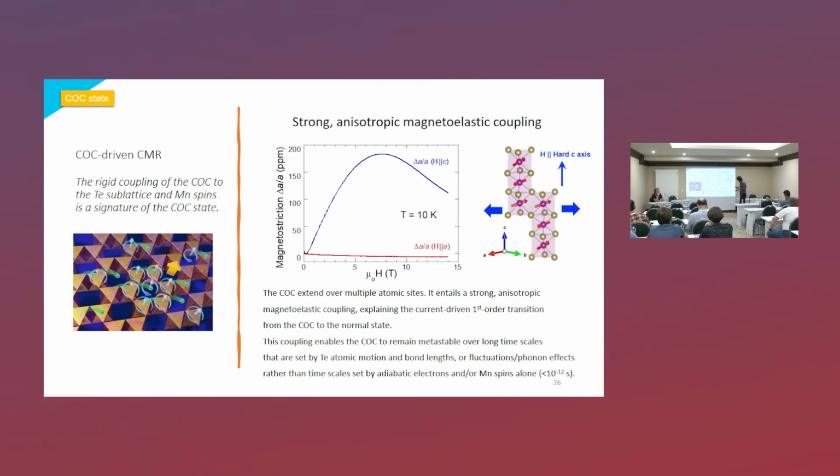I have lots to say, but one thing I want to say is that, as we said, this is loop currents. Loop currents extend over multiple atomic sites, so when it changes, it involves multiple atomic sites. The time scale set by this type of change is very different from the time scale set by electrons or spins, which take picoseconds at most, but this takes much longer.